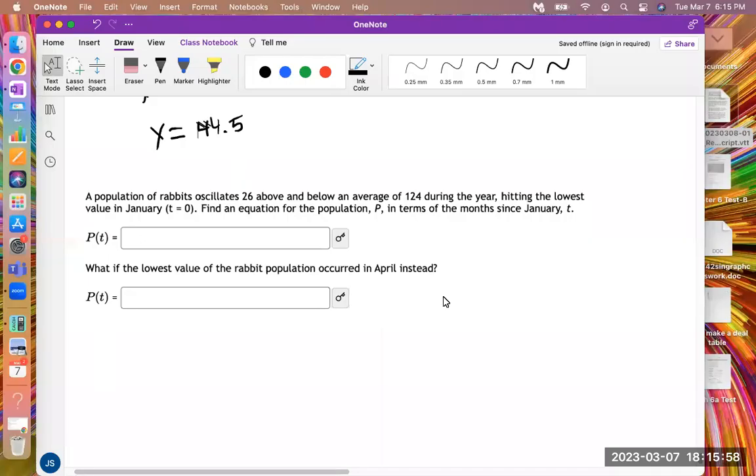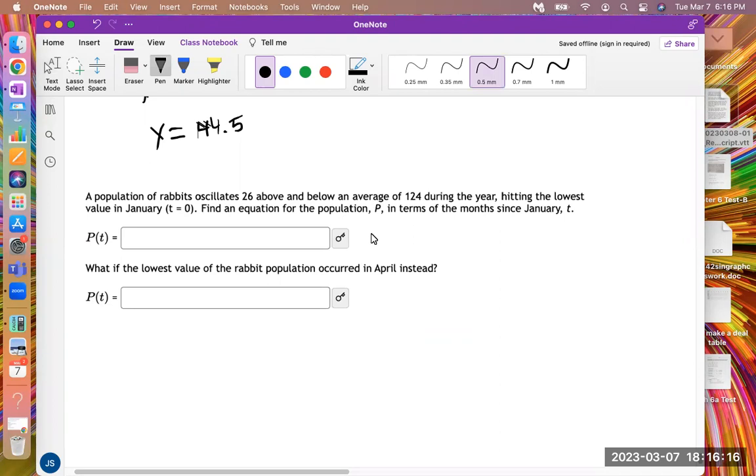Says the population of rabbits oscillates 26 above and below an average of 124 during the year, hitting the lowest value at t equals 0 in January. Find an equation for the population in terms of t months since January.